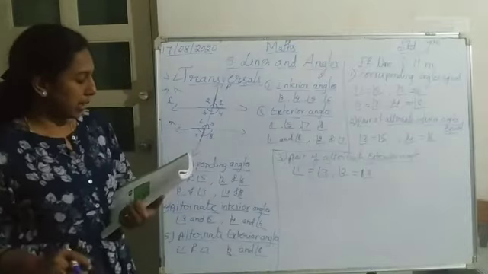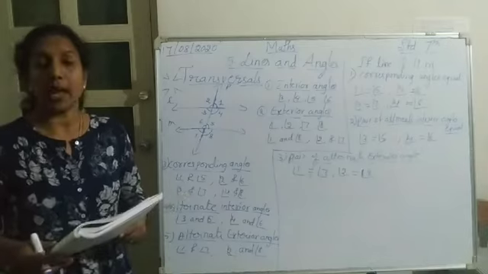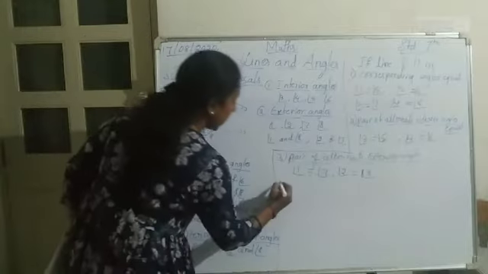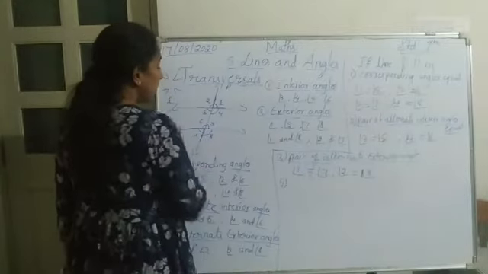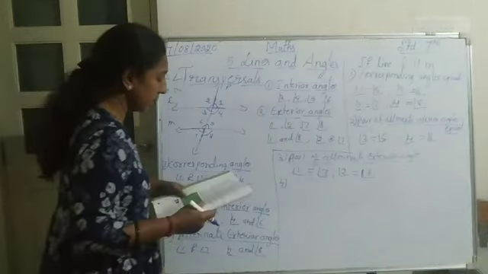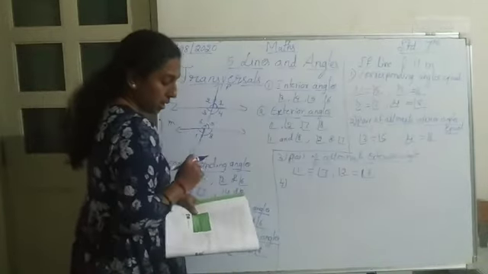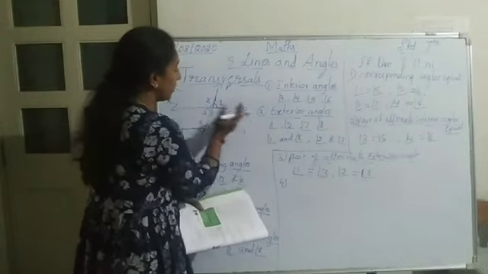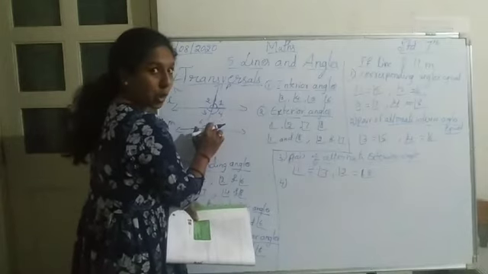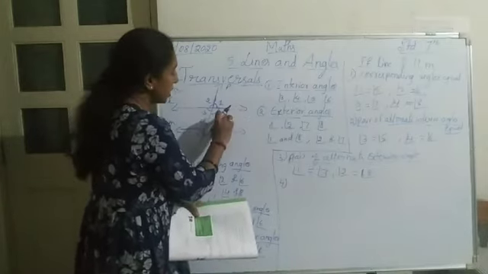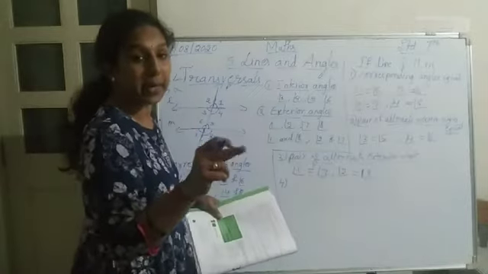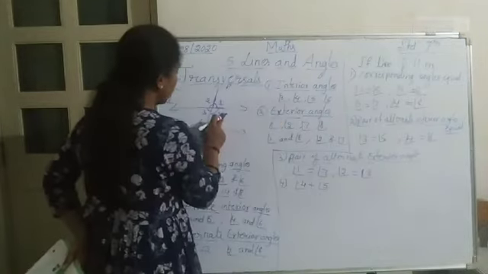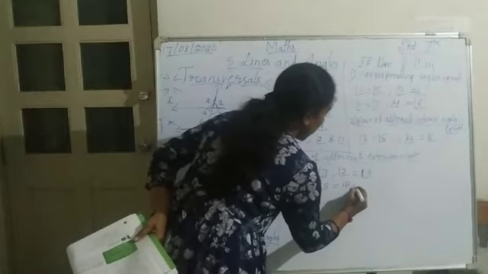Okay. And one more thing is there. We say that the sum of the interior angles on the same side of the transversal is equal to 180 degrees. That is the fourth point. The sum of the interior angles on the same side of the transversal means 4 and 5. On the same side of the transversal, the sum of these two angles will be equal to 180 degrees. Here angle 4 plus angle 5 is equal to 180 degrees.